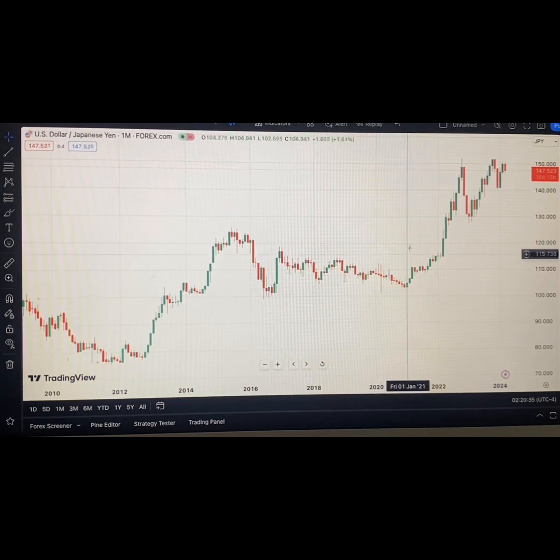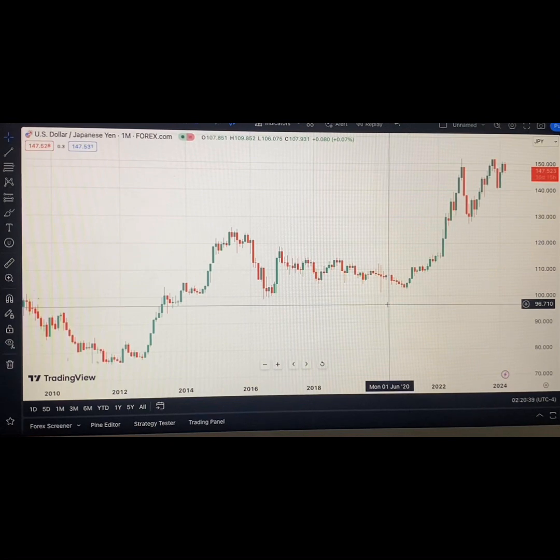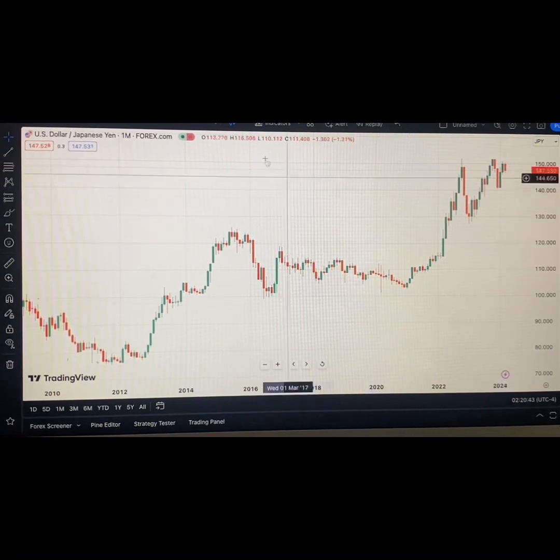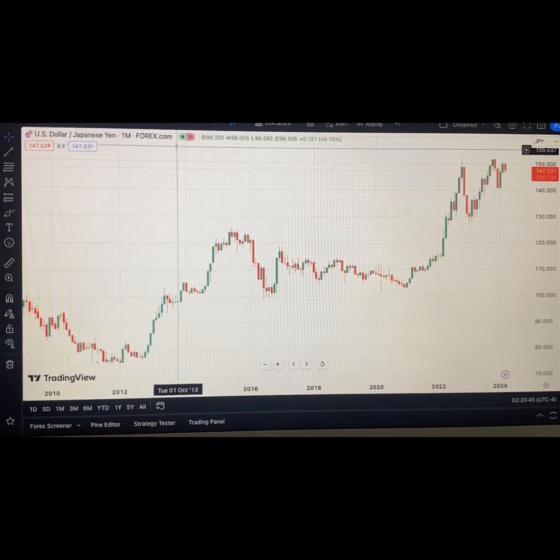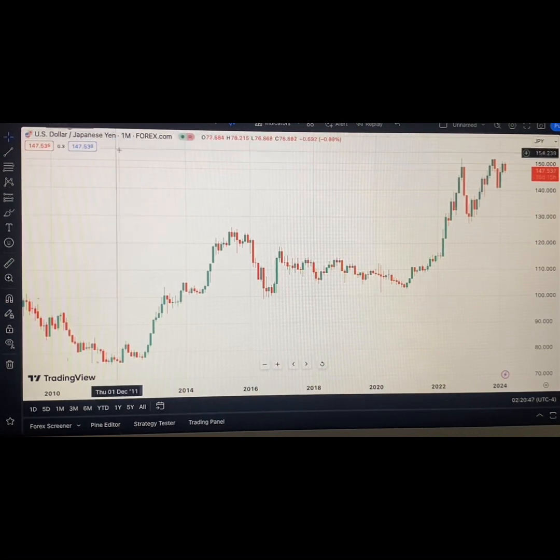Okay, like I said, spot out your support and resistance zone and analyze your market from the higher time frame, which is the 1 month, to the lower time frame, which is the 1 minute or 5 minutes, depending on which time you want to use. So let's spot out our support and resistance zone.